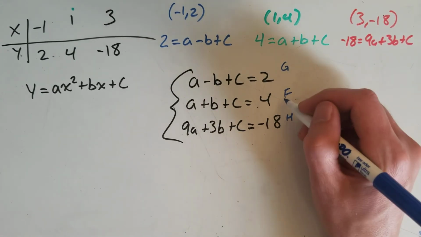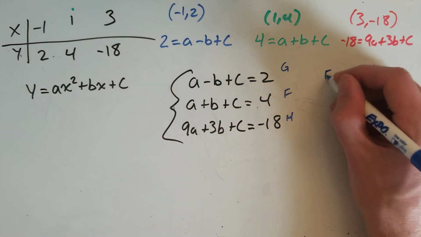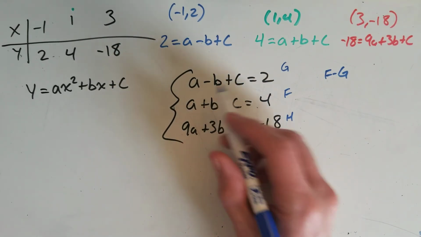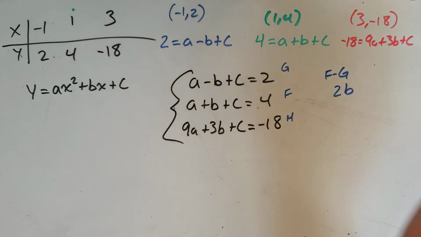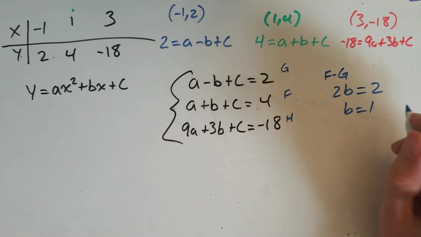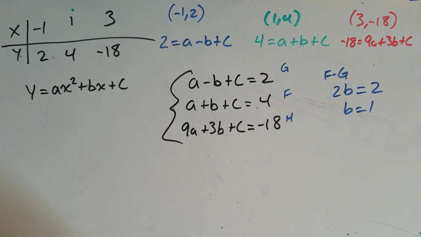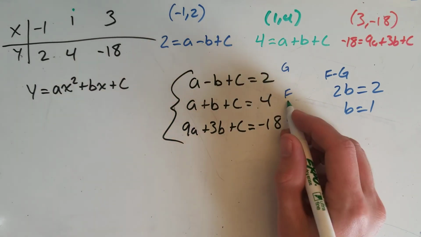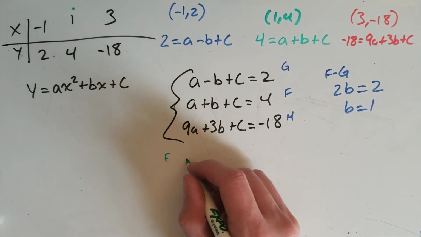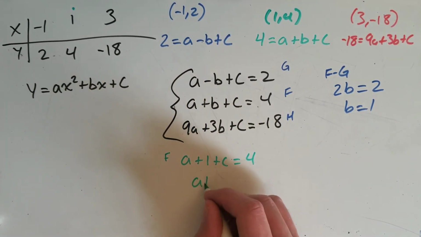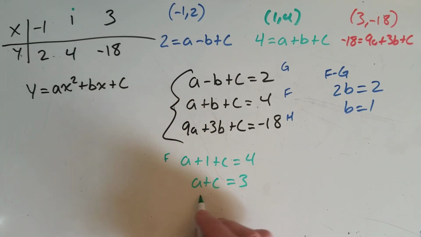If we were to do equation f minus g, you would do a minus a, which cancels out, b minus -b, which is 2b, c minus c, which cancels out, and 4 minus 2, which is 2. You can solve for b, and b is 1, just like that. Now that we know b is 1, we can substitute 1 in for b. If I take equation f and put a 1 in for b, I'm going to end up with a plus 1 plus c equals 4. So a plus c equals 3. This is my new equation f.